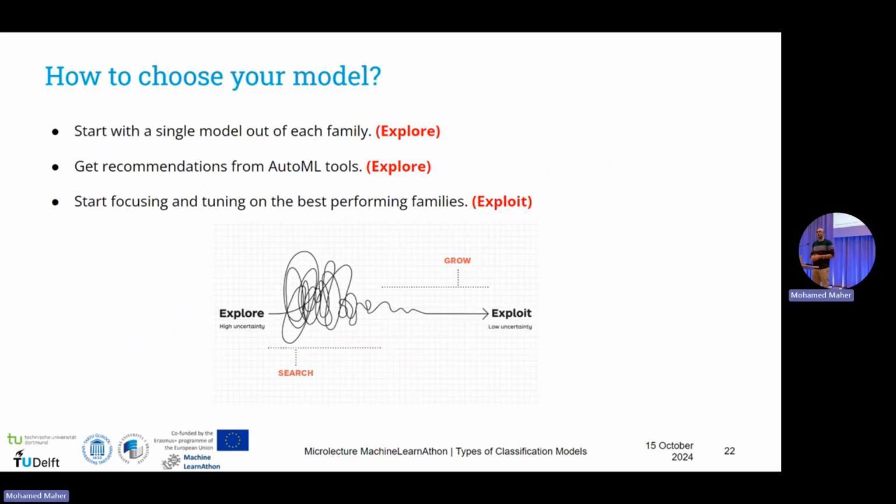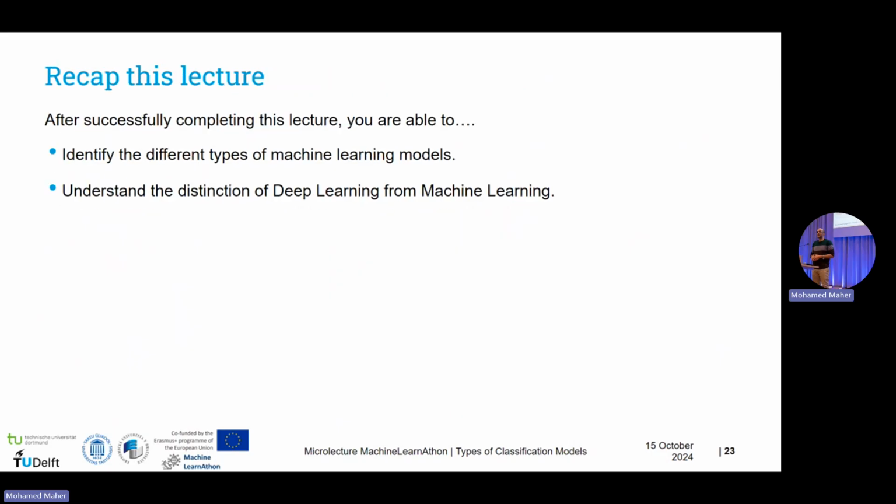So how do you choose your model? Start with a single model out of each of the families that we have described, and start to explore your space of different algorithms. You can also use some automated machine learning tools to get recommendations for the best algorithms, and then focus on some of these algorithms or families and exploit their hyperparameter tuning search space more and more to find the best performance you can get from them.